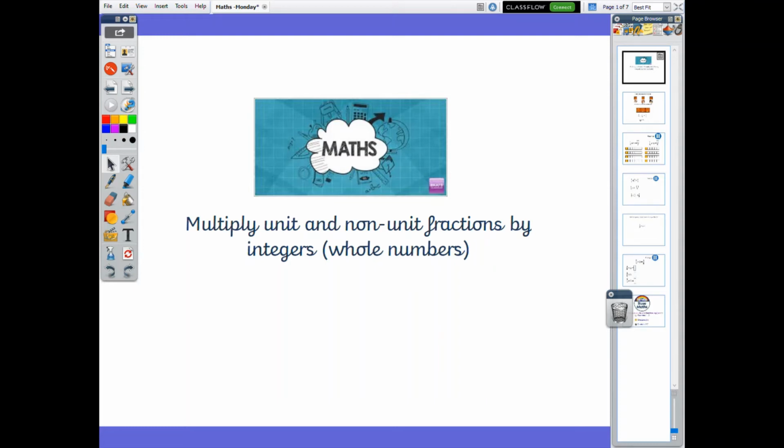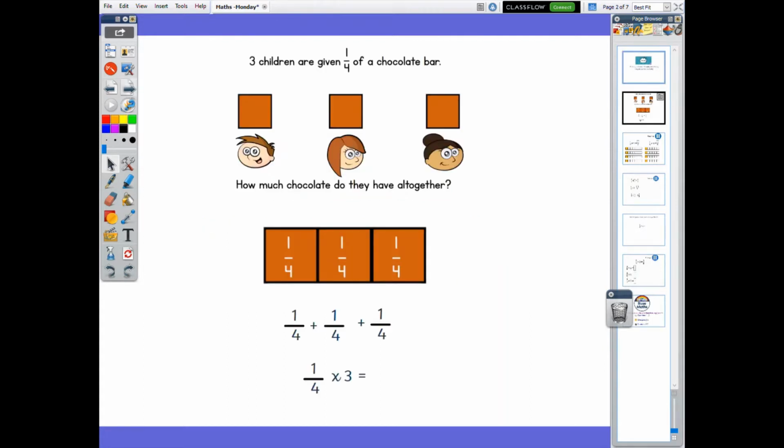Good morning, Year 5. We're going to be multiplying unit and non-unit fractions today by integers, which is another word for whole numbers, okay? So our first problem starts off with 3 children are given a quarter of a chocolate bar. How much chocolate do they have all together?